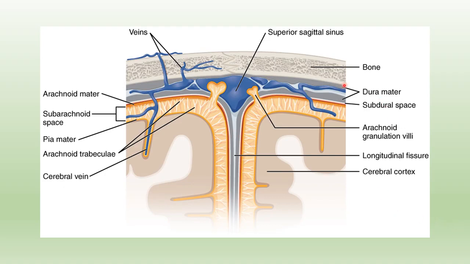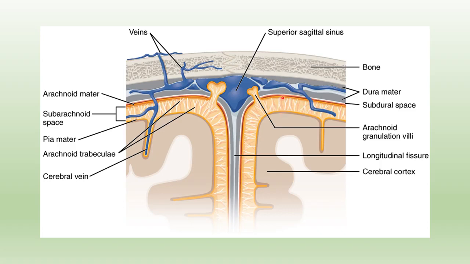And so in this drawing here, you can see you've got the bone. Here is your dura mater. You have a little bit of space called the subdural space, and then you have the arachnoid mater. And then the innermost layer is going to be the pia mater, and then here's the brain right here. So the pia mater is literally right on top of the brain. It is attached there. Now, in this wide space right here, that is your subarachnoid space.